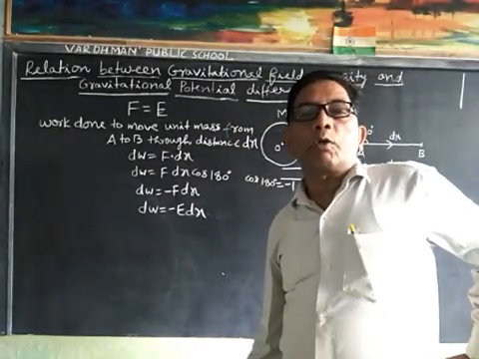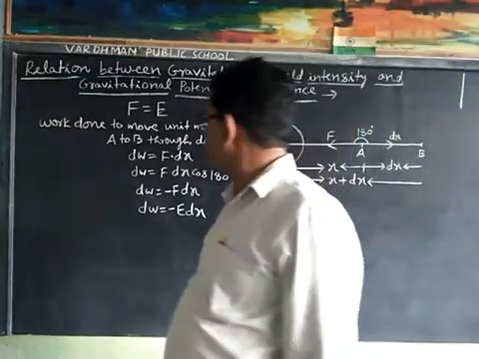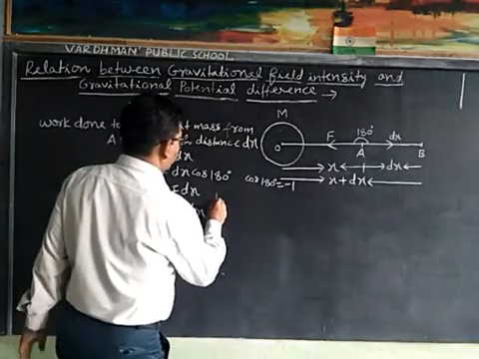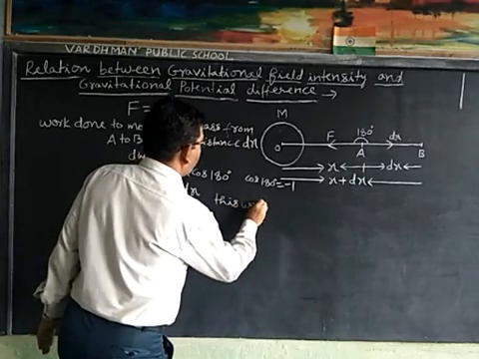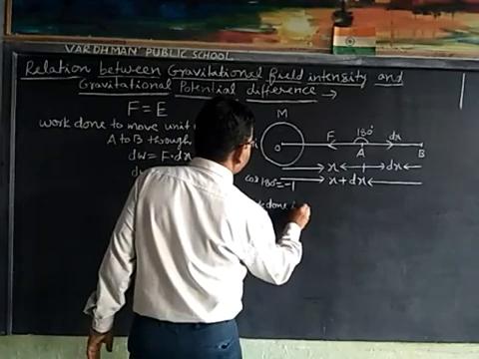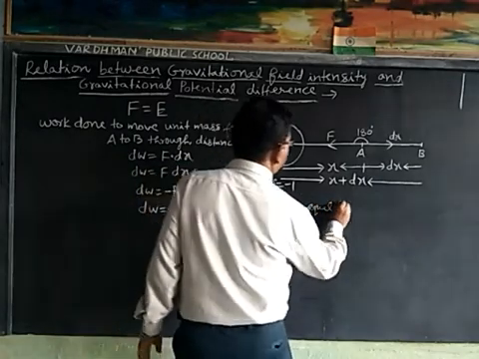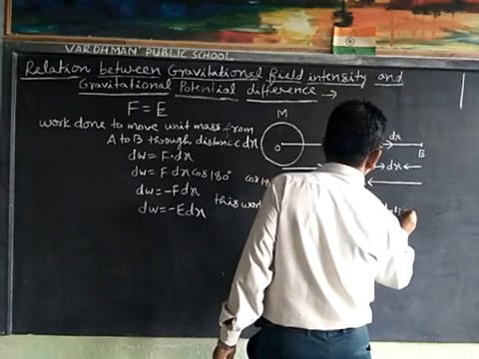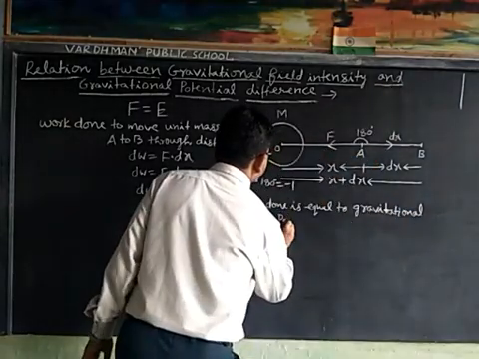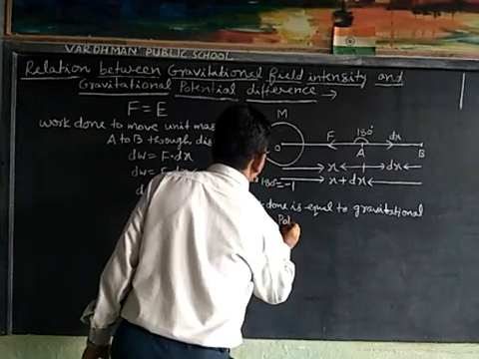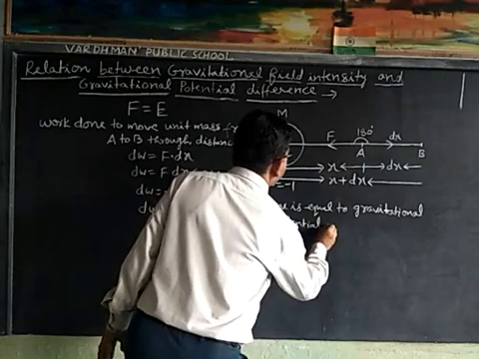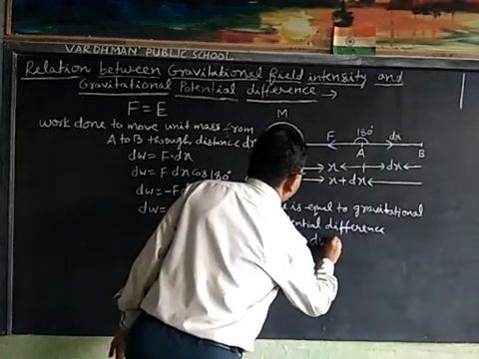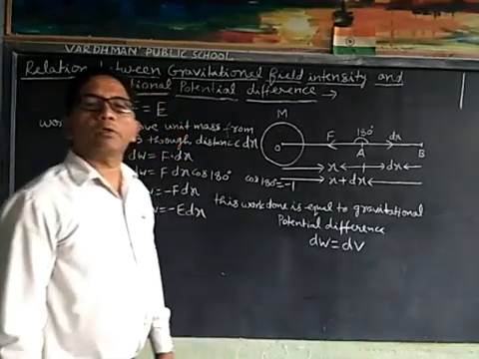This work done is equal to the gravitational potential difference, that is dW is equal to dV.